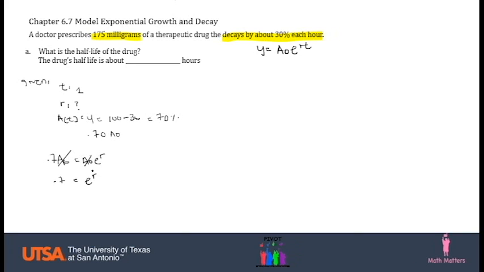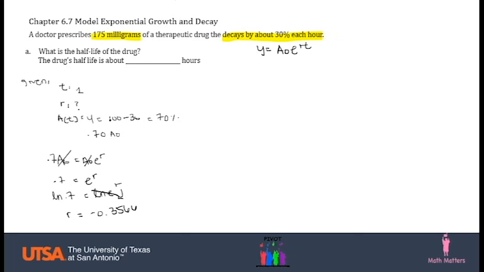And whenever you see an e, you should immediately think of the natural log, its opposite. So let's take the ln of both sides. So we have ln of 0.7 equals ln of e to the r. And ln e cancels out. So you're left with this. And then if you plug ln 0.7 into the calculator, you will get r equals negative 0.3566. So this is only part of the problem.